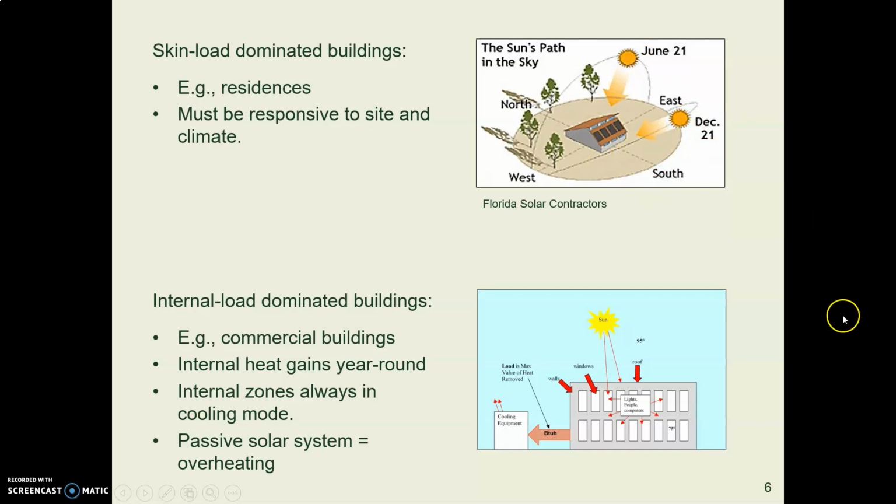Large commercial buildings tend to be internal load dominated. They're big, especially modern buildings, so passive stuff doesn't work as well, and they have a lot of things in them like people who are hot and computers who generate heat and all that sort of thing. So they are internal load dominated. They are more likely to need cooling year-round. Houses are more likely to need heating.